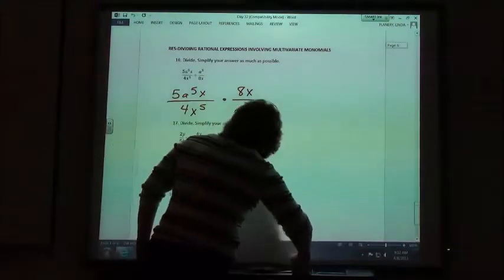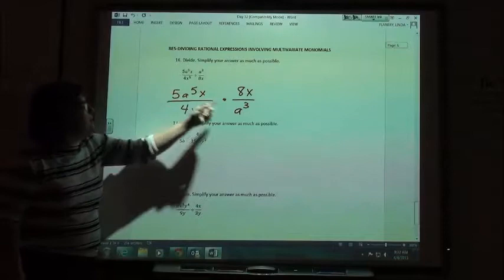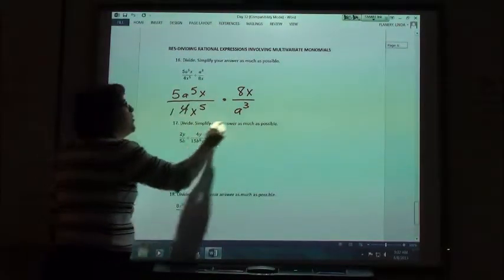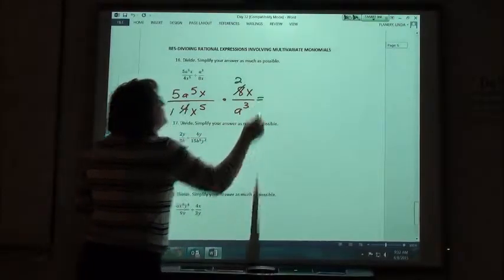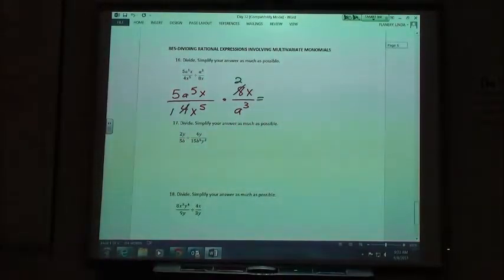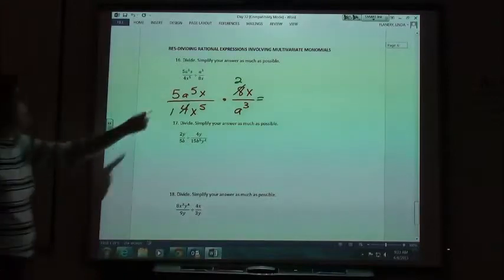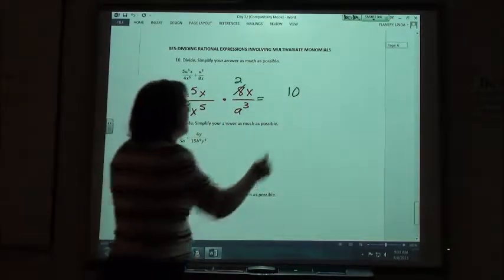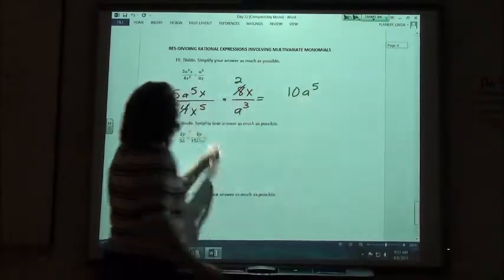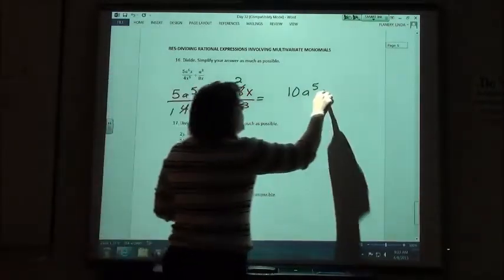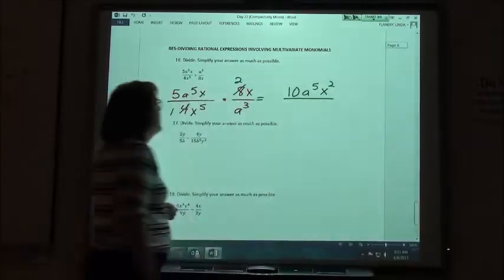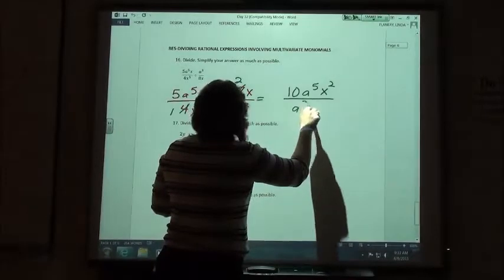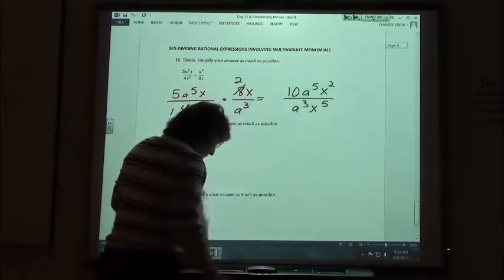I usually like to work with my numbers first. I can't cancel the 5 with anything, but I can reduce the 4 and the 8. 4 goes into there once and into there twice. Then I like to multiply across the top. 5 times 2 is 10. I have an a to the 5th, and then I have an x and another x, so x squared. On the bottom, we've canceled the 4, so I have an a to the 3rd and an x to the 5th.